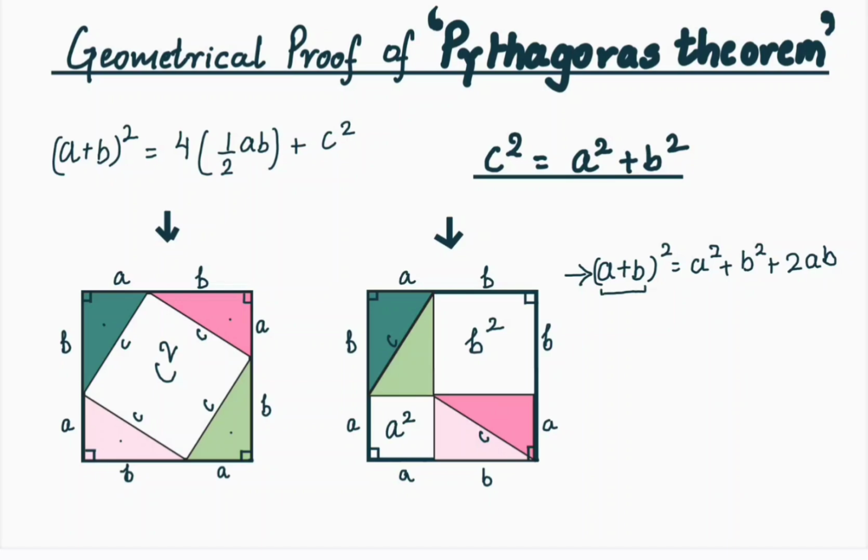Now equate this value with what we got in the first figure, that means 2ab plus c square is equal to a square plus b square plus 2ab. Cancel 2ab on both sides and finally you get c square is equal to a square plus b square.